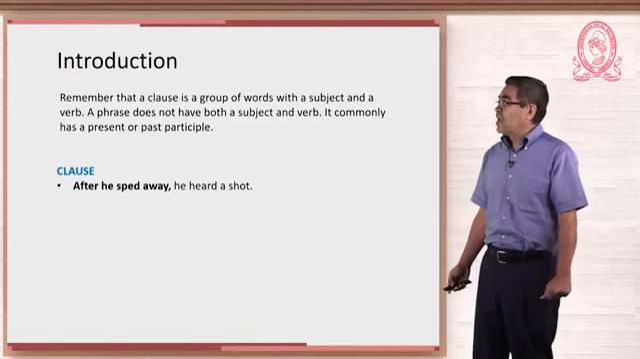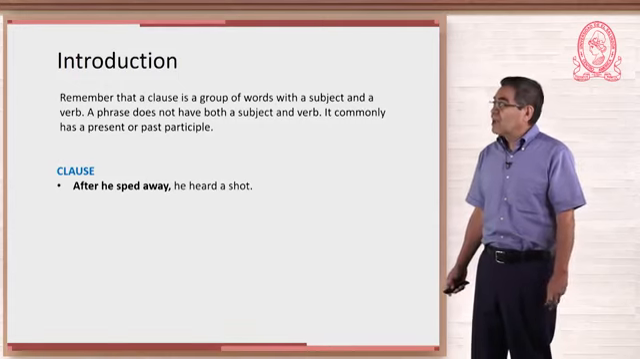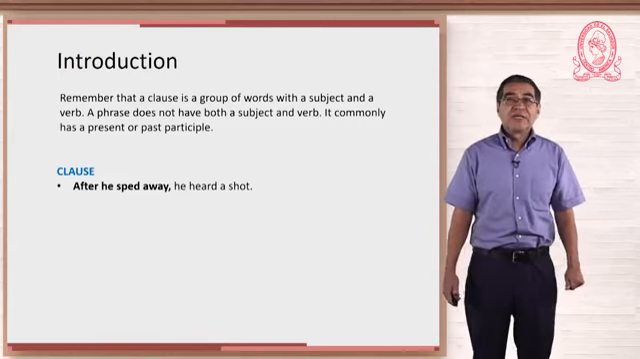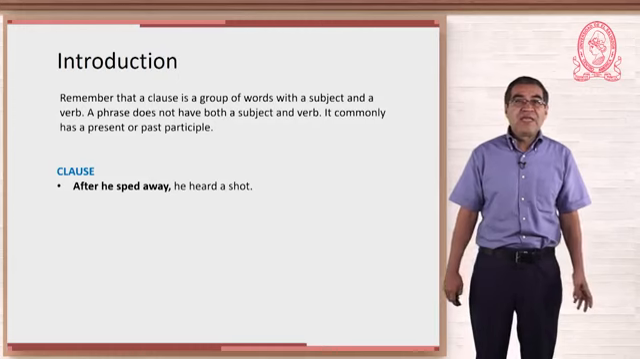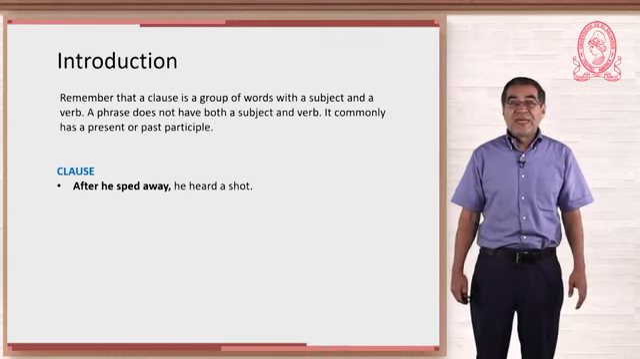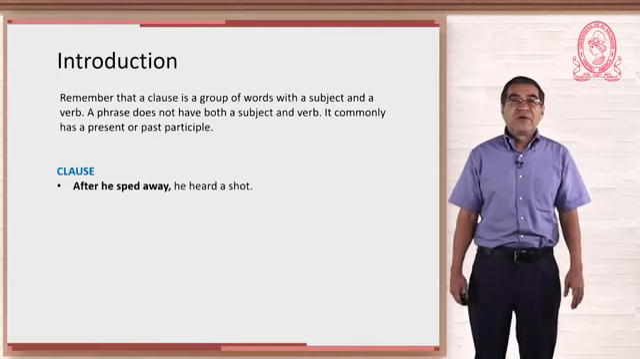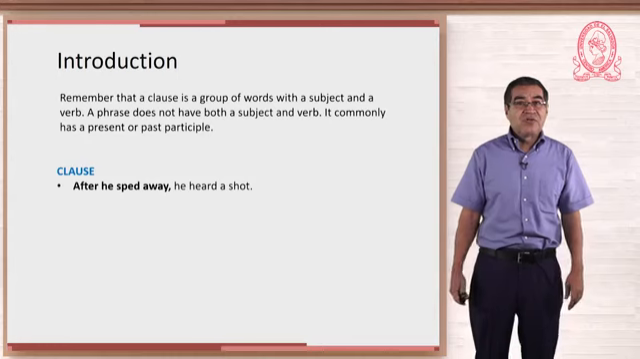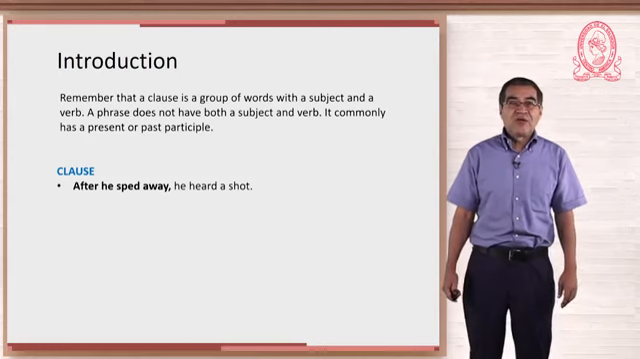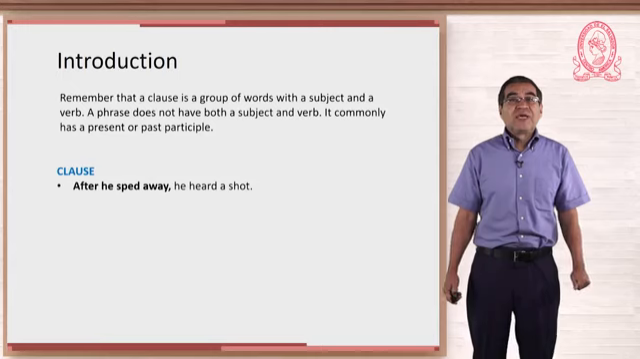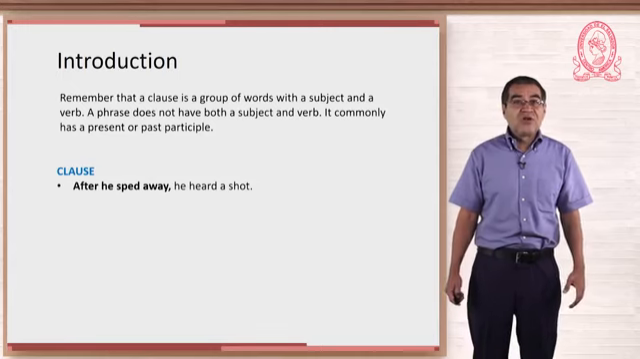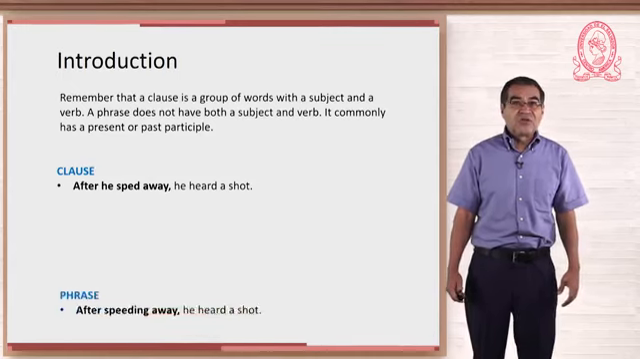And here you have a clause. After he, the subject, sped, the past tense of speed, after he sped away, he heard a shot. So you see here a subject and a verb. The clause is at the beginning. It has to do with time, answering the question when, and the answer is after he sped away. So here you have an adverb clause, and then you have the independent clause at the end. Remember that since you begin with the clause, you have a comma after the clause.